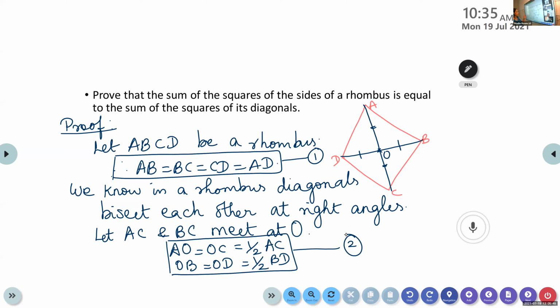So what we know about the rhombus, this much only we are writing here. It is given in a rhombus. In a rhombus, all four sides are equal, and diagonals bisect each other at right angles, so all the angles here will be 90 degrees. This is what we are writing from the concept of the rhombus.